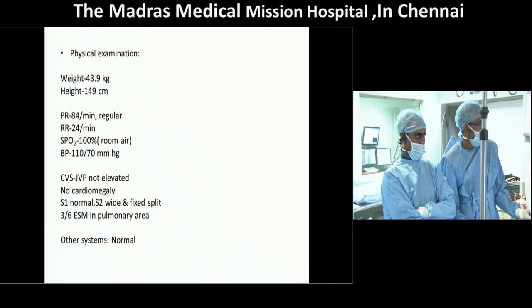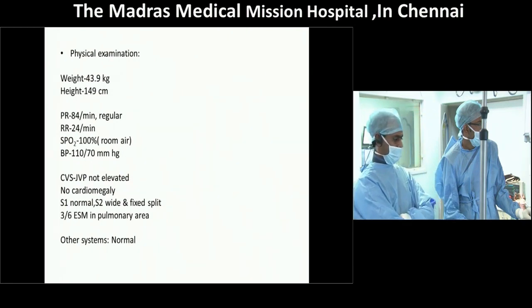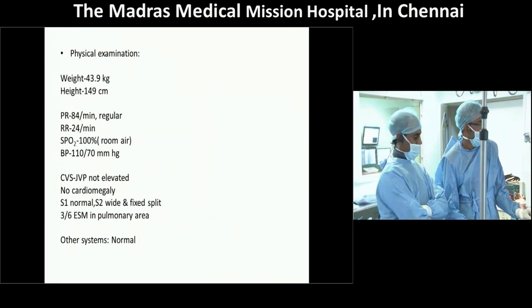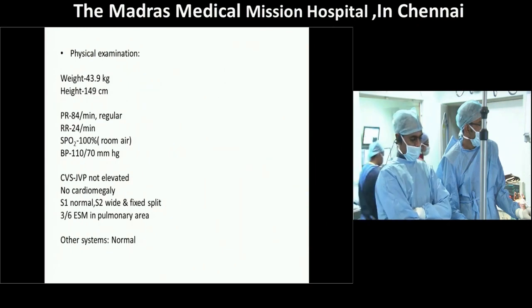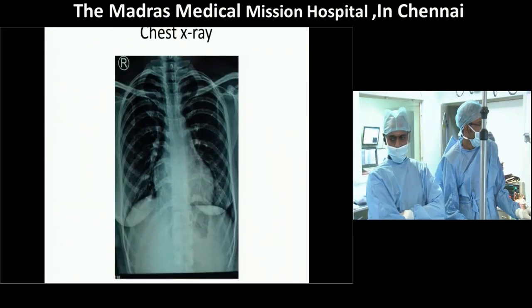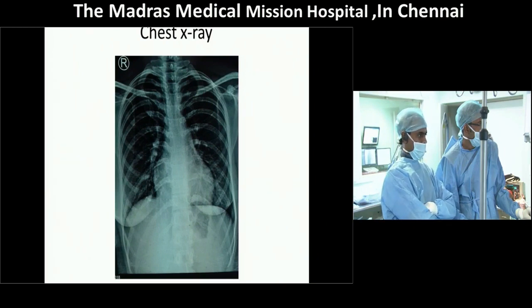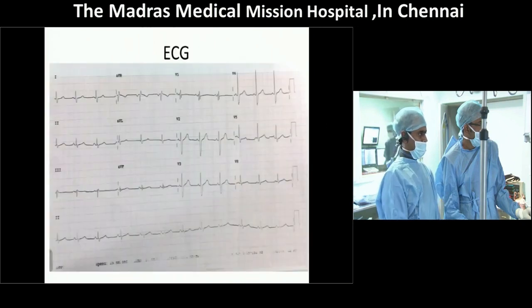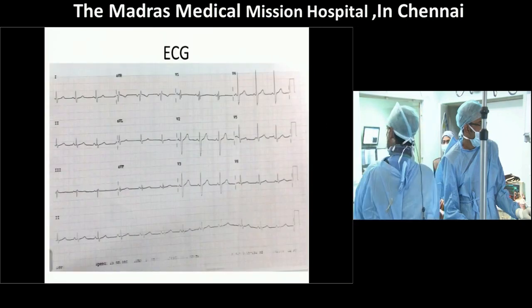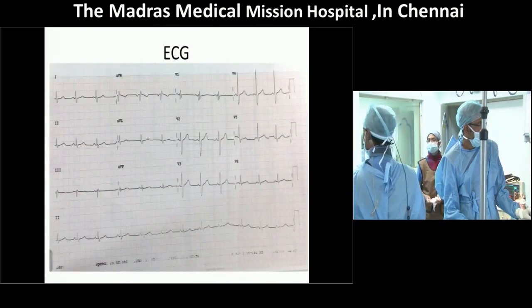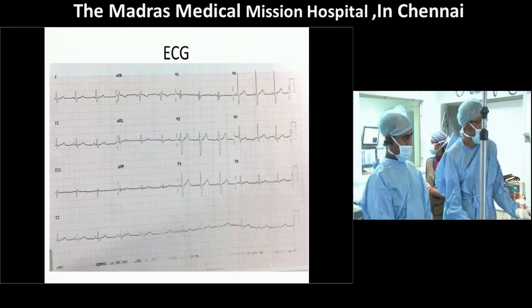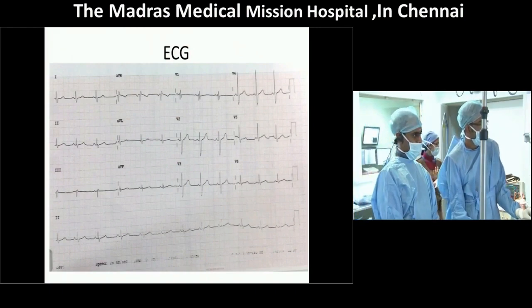On CVS examination, JVP is not elevated, there is no cardiomegaly, S1 is normal, S2 is wide and fixed split, 3/6 ejection systolic murmur in the pulmonary area, other systems are normal. The X-ray showed situs solitus, levocardia, CTR of 50%, RV apex, MPA segment dilated, left arch with bilateral pulmonary plethora. The ECG showed sinus rhythm, ventricular rate of 75 per minute, QRS axis plus 75, PR interval of 120 milliseconds, QRS duration of 100 milliseconds with RSR pattern in V1.